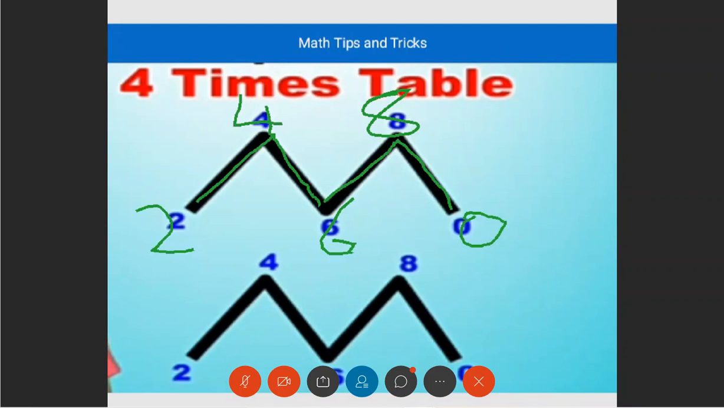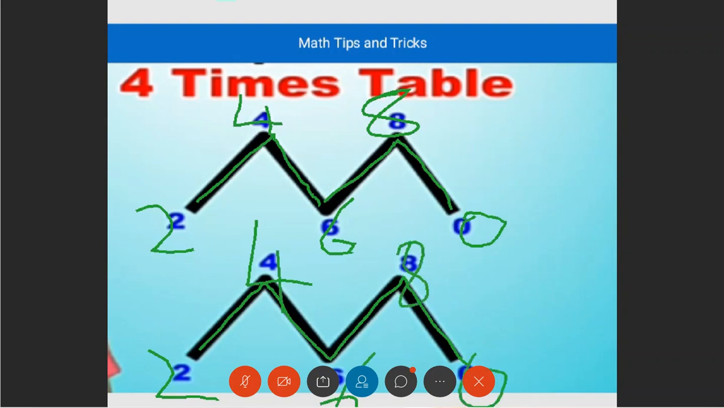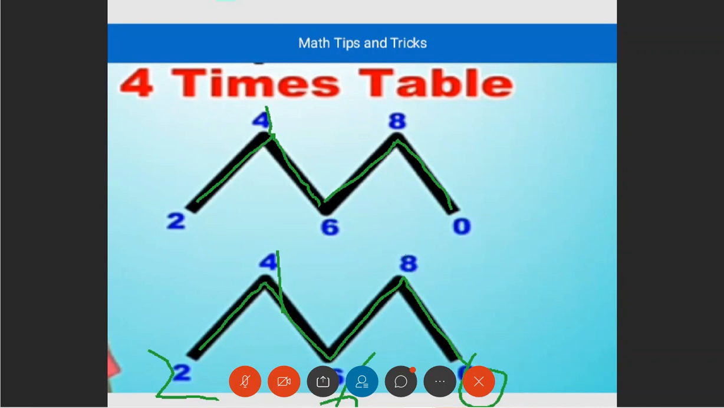In the same way, one more triangle you have to draw. One more triangle, 1, 2, 3, 4, like a mountain. Then again write down the same even numbers: 2, 4, 6, 8, and 0. After writing this, you have completed writing. Now, children, don't write now. Just listen. This is just a simple technique I am telling you to learn the table.